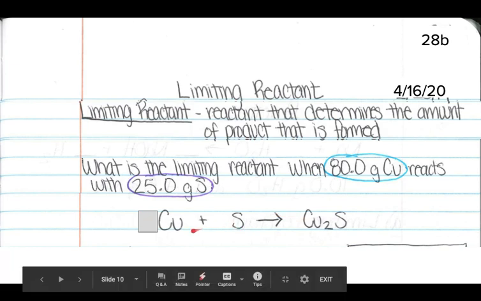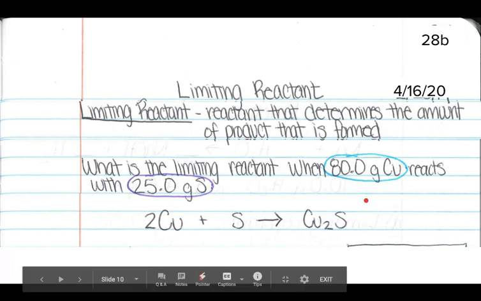Then, is this a balanced chemical reaction? Nope, because on this side I've got 1 copper and 1 sulfur, and on this side I have 2 copper and 1 sulfur. So it's an easy fix. I'm just going to put a 2 in front of copper. Now I have a balanced chemical reaction that I can work with. That's going to be like the first part of your culminating activity. Now I'm going to be able to determine the limiting reactant.